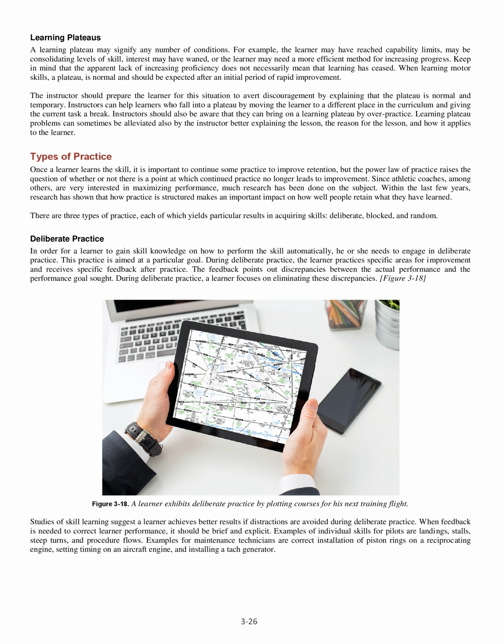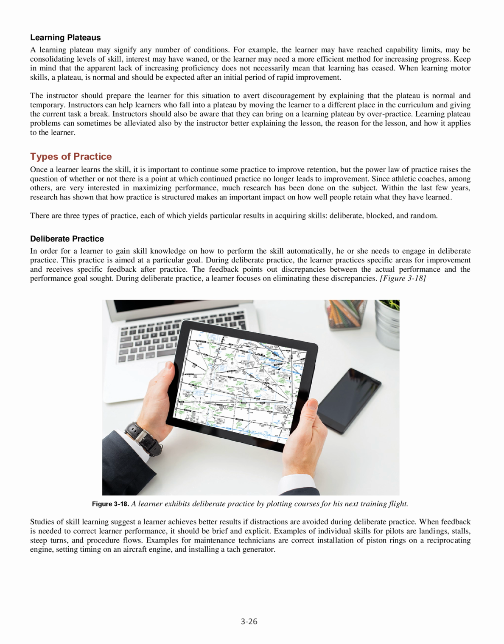Types of practice. Once a learner learns the skill, it is important to continue some practice to improve retention, but the power law of practice raises the question of whether or not there is a point at which continued practice no longer leads to improvement. Since athletic coaches, among others, are very interested in maximizing performance, much research has been done on the subject. Within the last few years, research has shown that how practice is structured makes an important impact on how well people retain what they have learned. There are 3 types of practice, each of which yields particular results in acquiring skills: deliberate, blocked, and random.